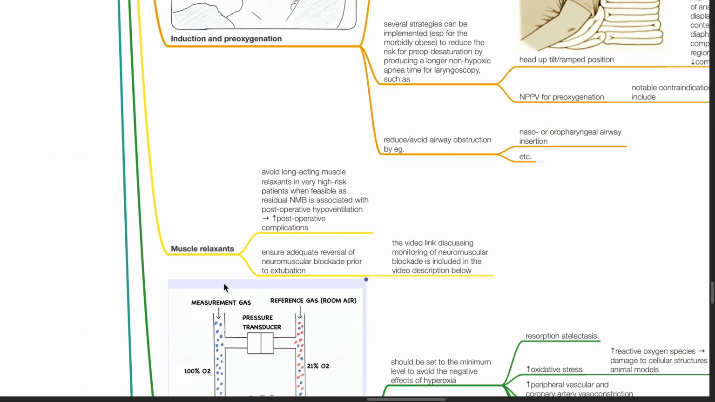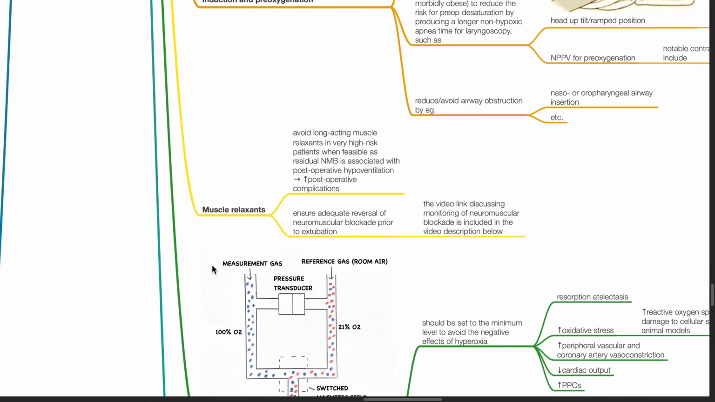Muscle relaxants. Avoid long-acting muscle relaxants in the very high-risk patient when possible, as residual neuromuscular blockade is associated with postoperative hypoventilation and increased post-op complications. Ensure adequate reversal of neuromuscular blockade prior to extubation.